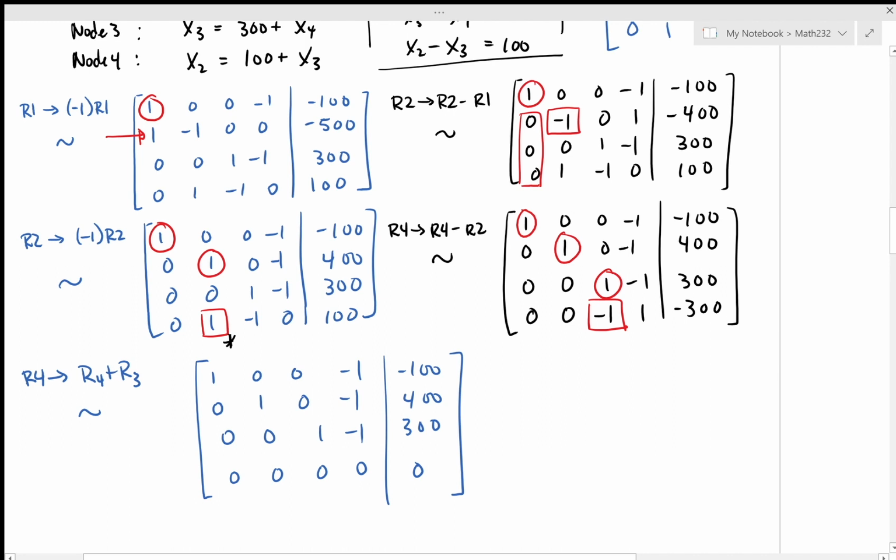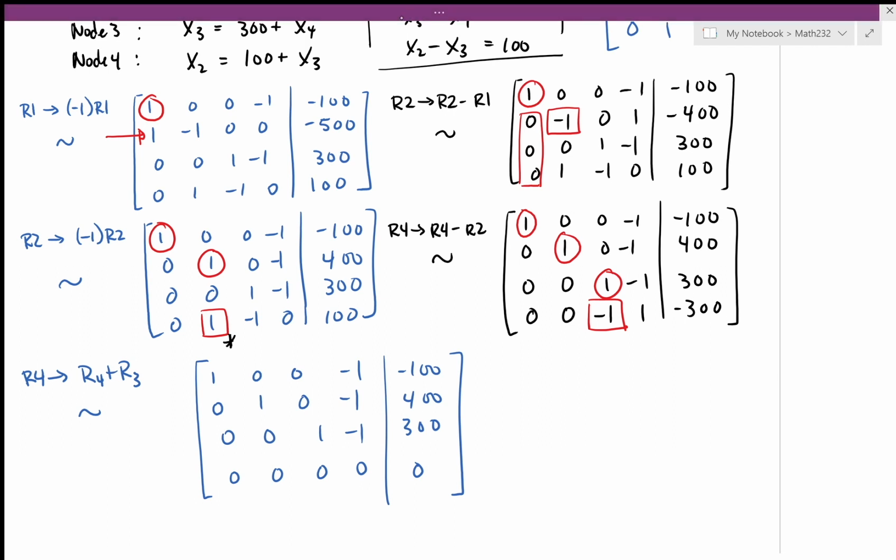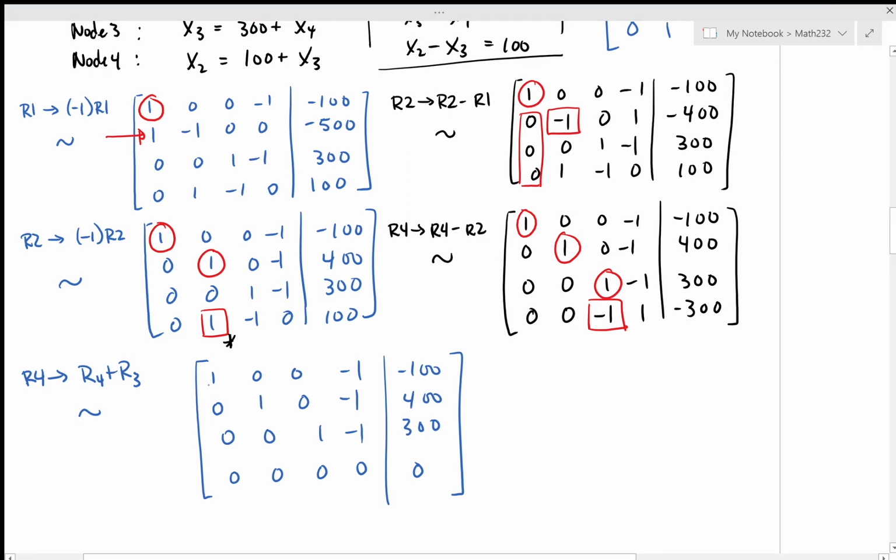I've got three leading ones here. So I've got three variables, and then I've got this situation here, a row of all zeros. I can see that there is no leading one in the fourth column anywhere. So that tells me that X4 is a free variable. So I will make note of that.